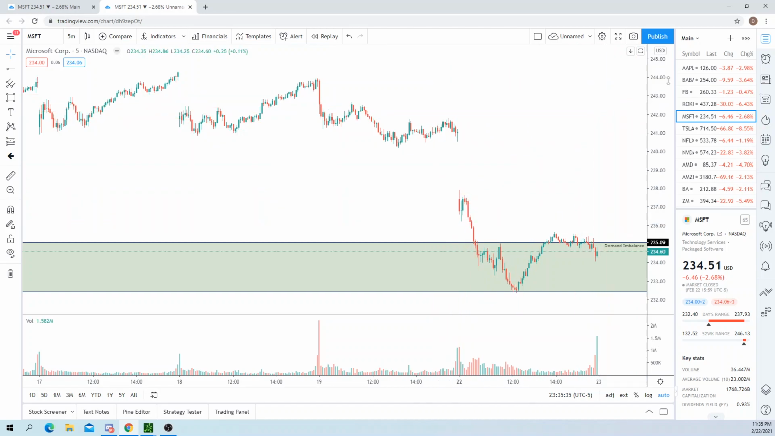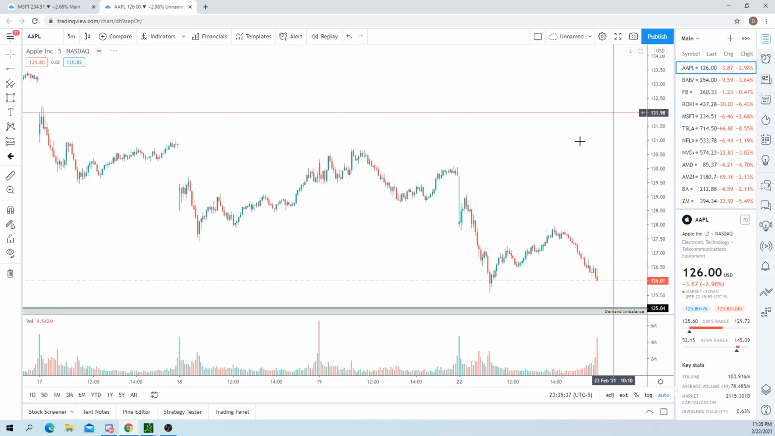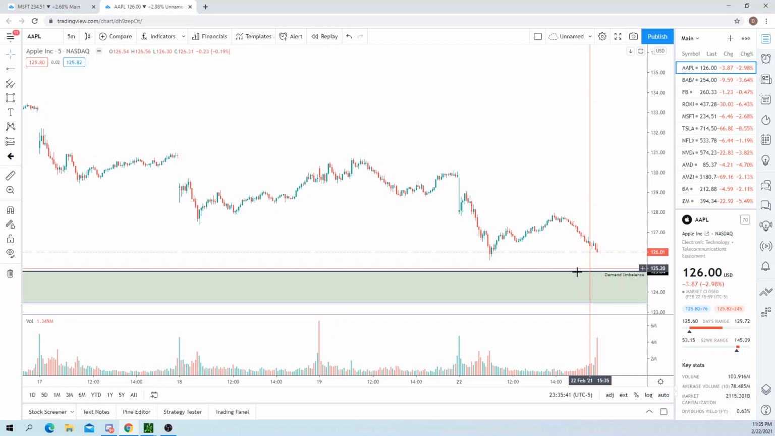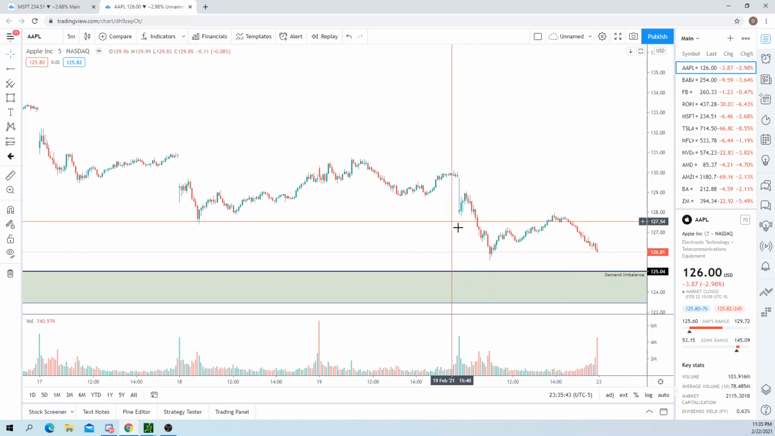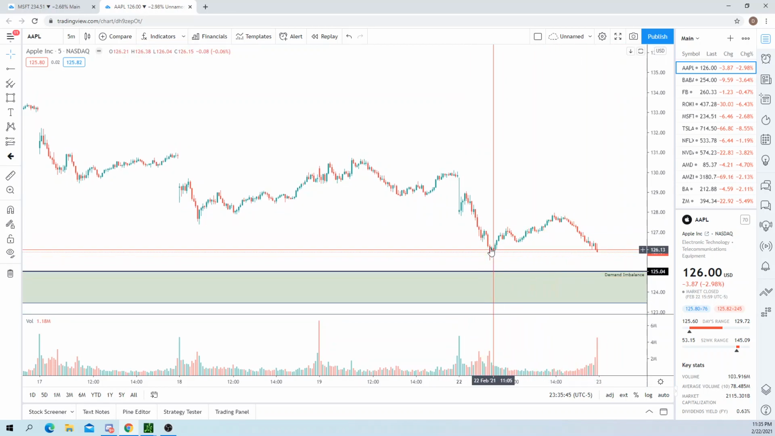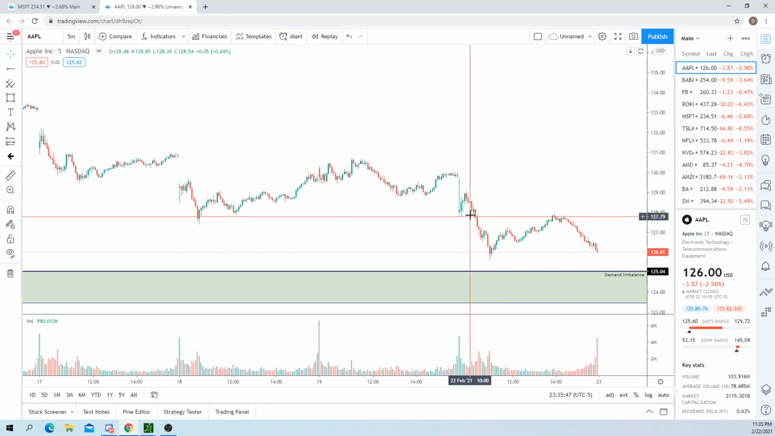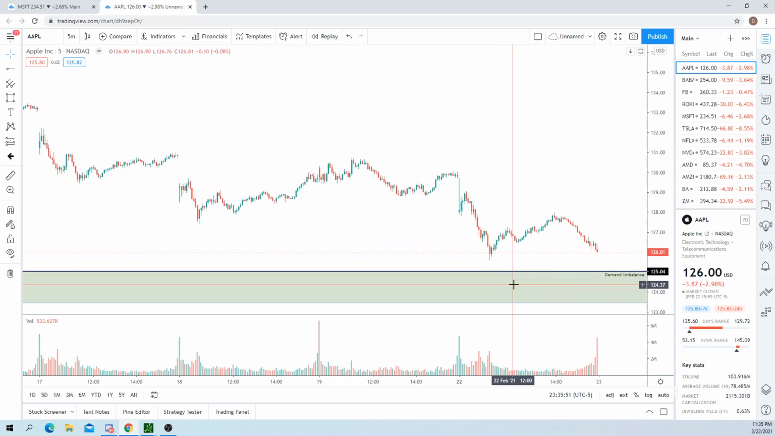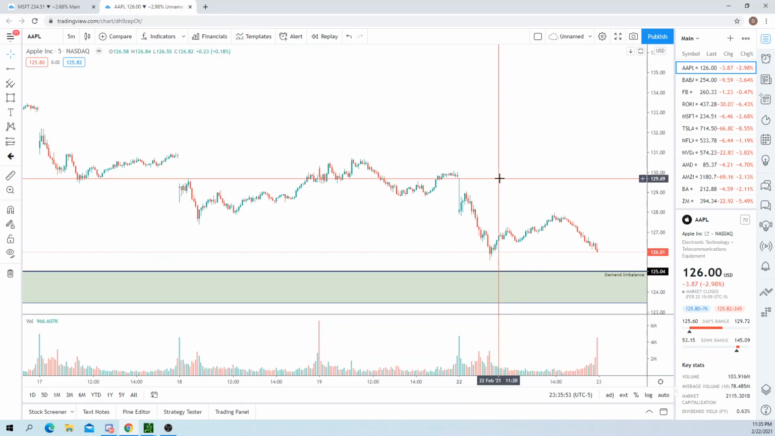My next trade, as I said, was Apple puts. Okay, same idea with Microsoft. It also had a demand imbalance below. As you could see, I'll show where I got in, but basically Apple never hit that. So it's important to scale out of your position.